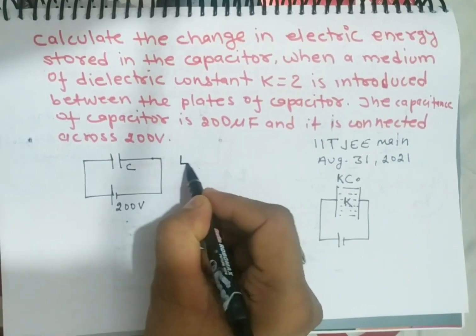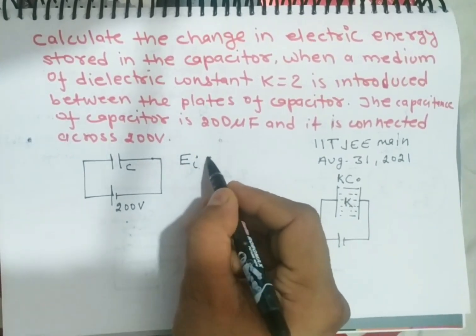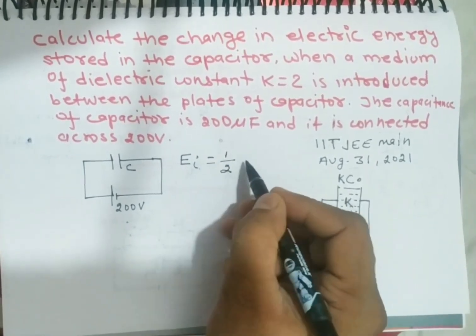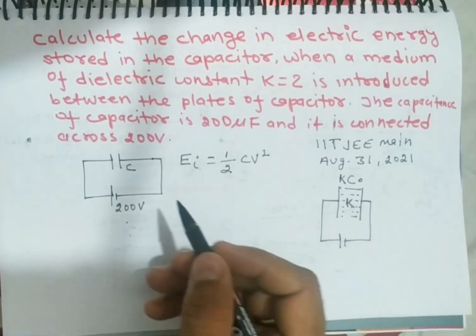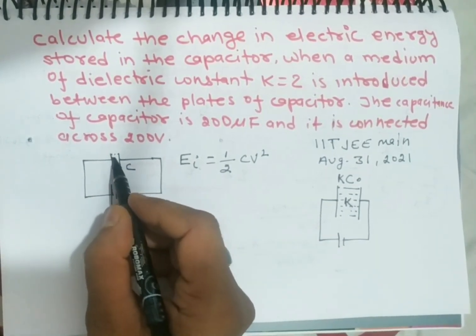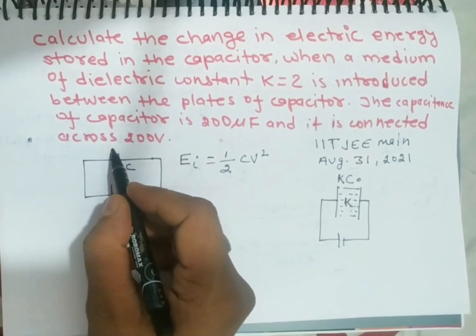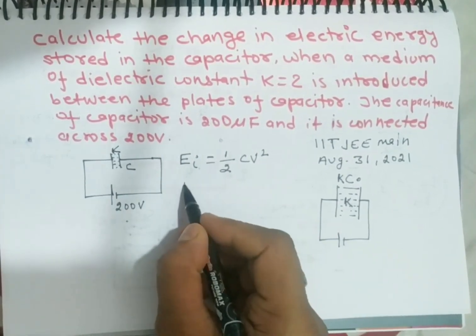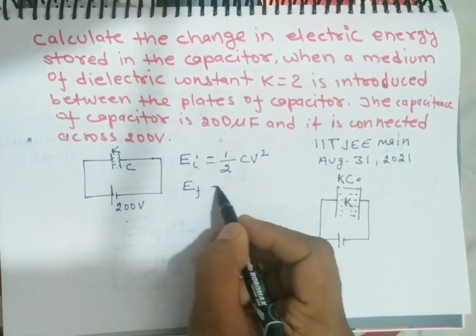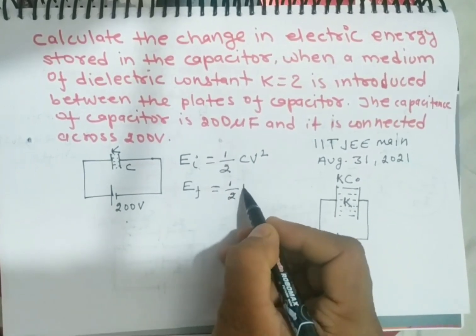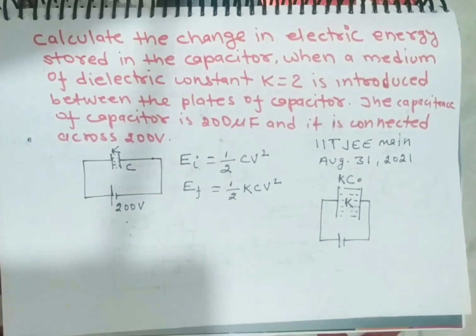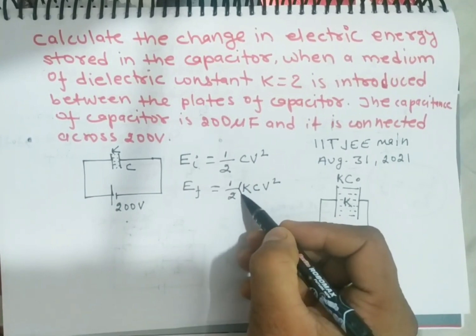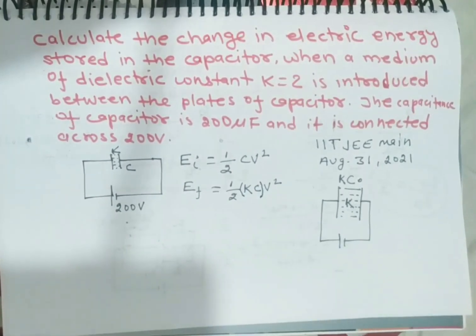Then the initial energy stored will be half CV square. Okay. Now, if I fill this medium with a dielectric of constant K, then the final energy becomes half K CV square, because the capacity just increases by K times.